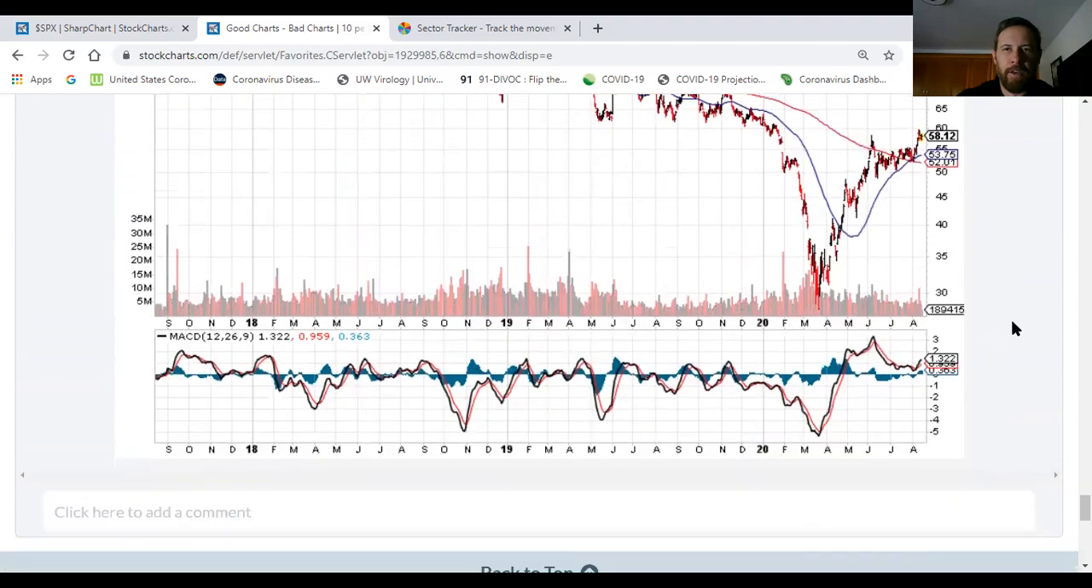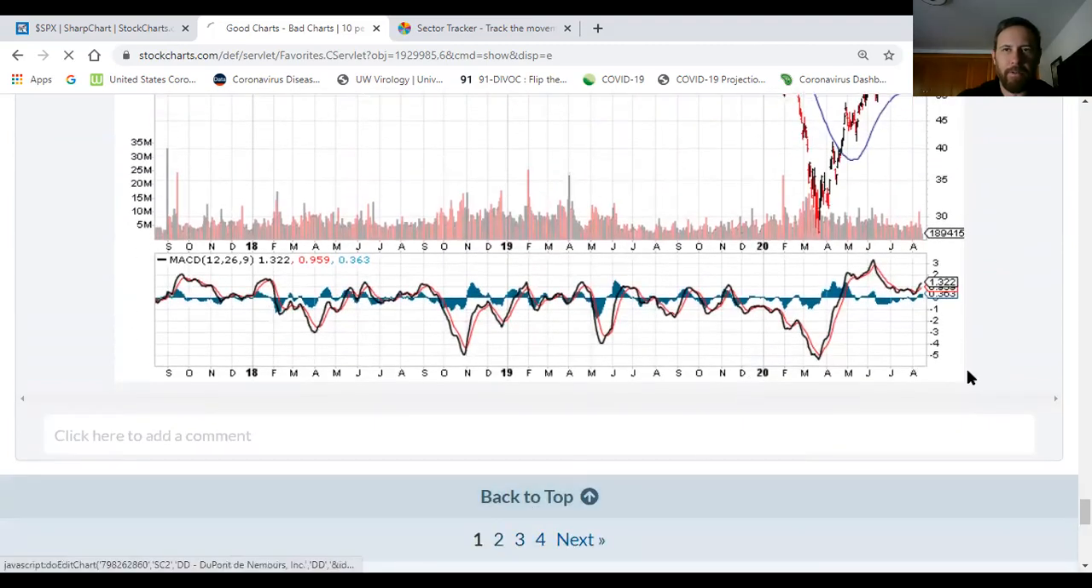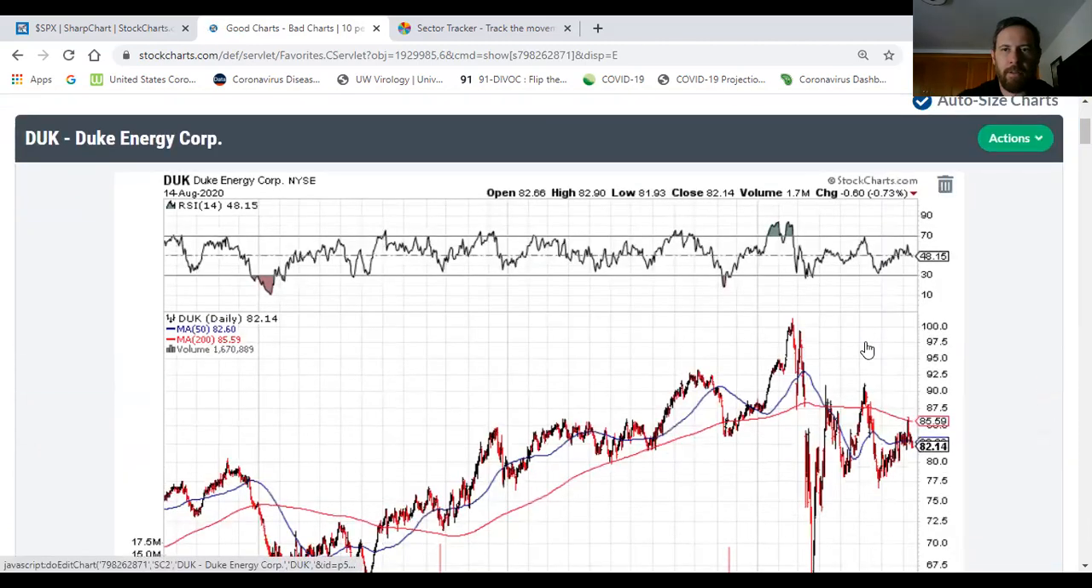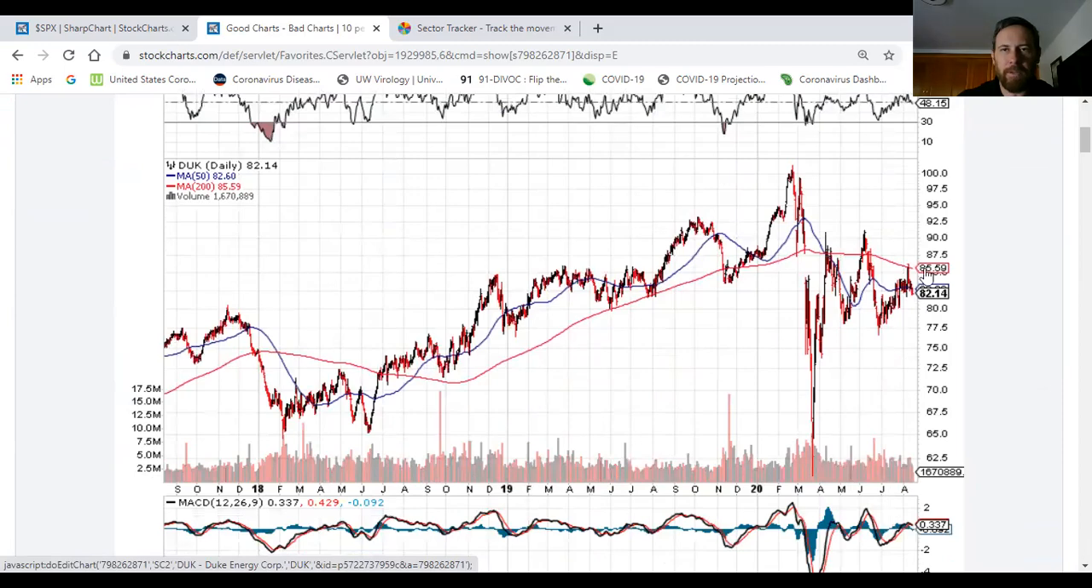Dow DuPont's breaking out again. Chemicals are starting to break out here with the dollar declining and low oil prices. Duke Energy, again, another utility, not looking so good.